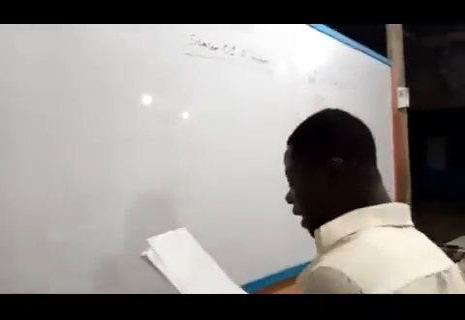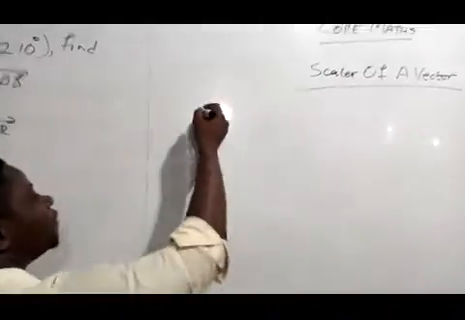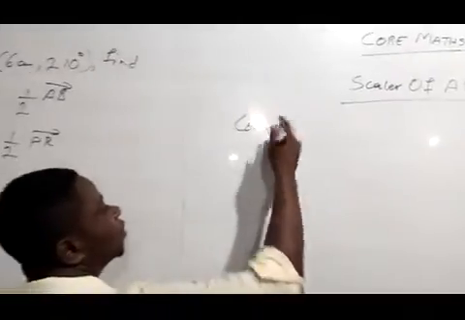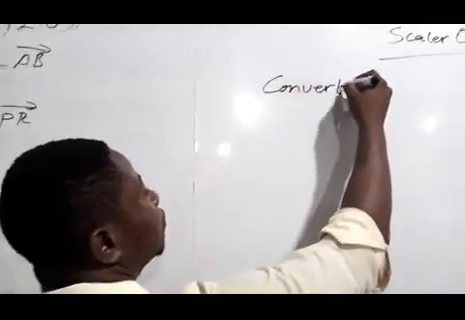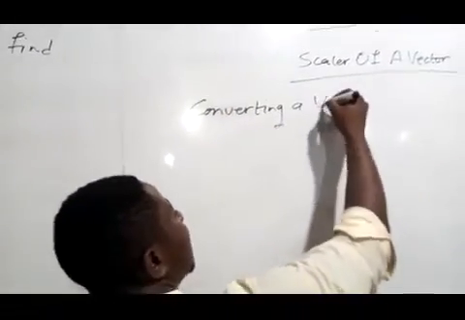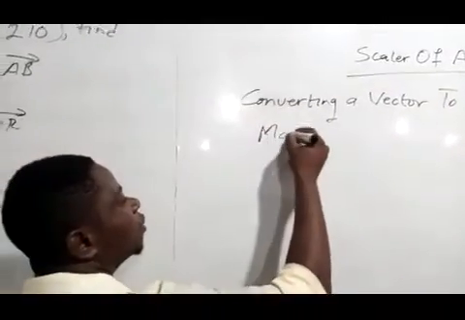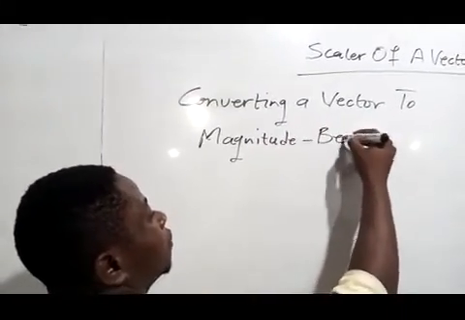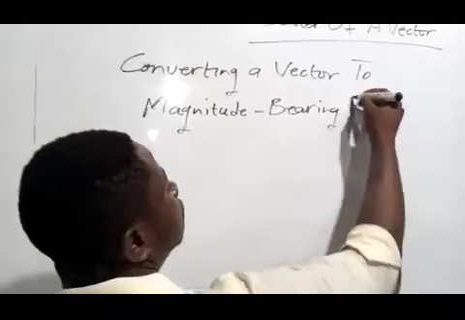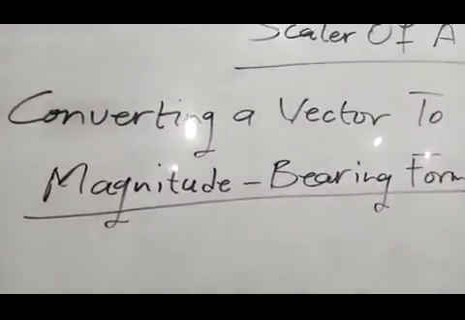With that dealt with, we are going to move on to converting a vector in components to magnitude bearing form.